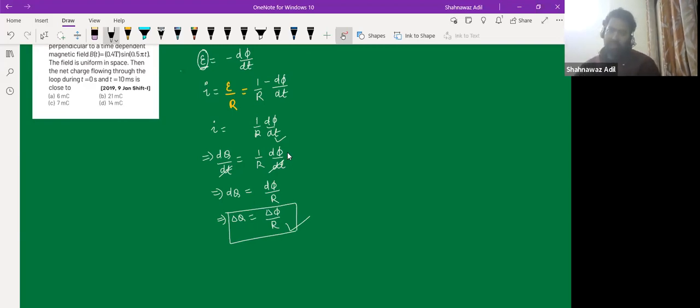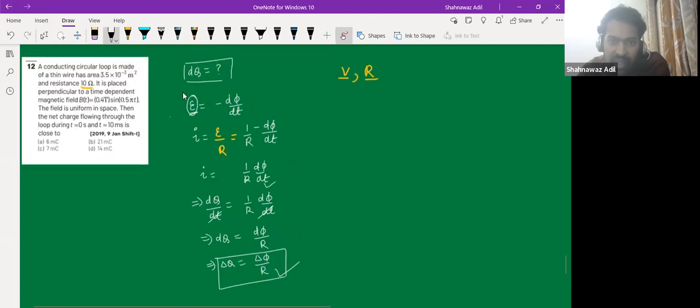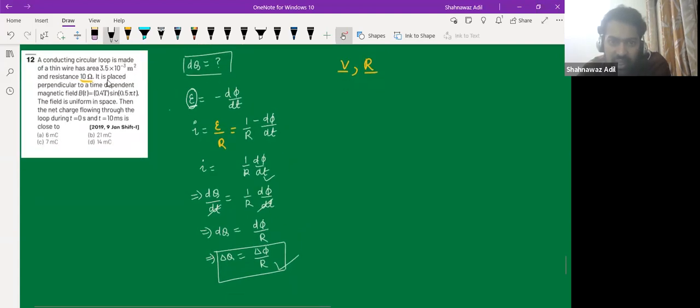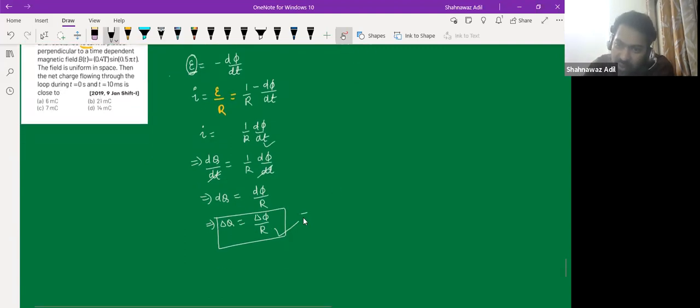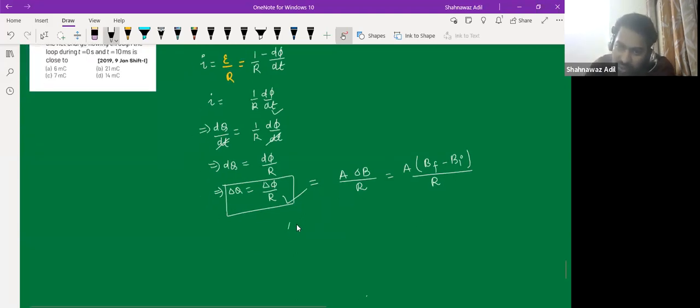So let us now find that out. We have to just find the change in flux. And we saw that the area is fixed, right? Only the magnetic field is changing. So delta phi would be A delta B, divided by R. A and delta B is how much? That is B final minus B initial, divided by R. So that was the correct answer. So delta Q, how much would that be?